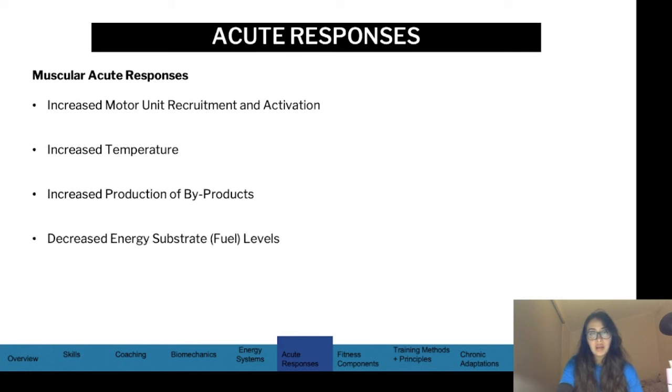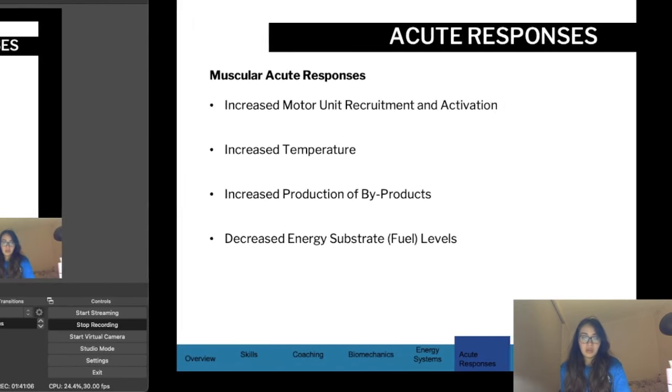We've got a few muscular ones, so increased motor unit recruitment, increased temperature, increased production. Once again, they don't all do it directly, but they try to increase aerobic energy production. And some of these are byproducts of that increased energy production. So decreased energy substrate fuel levels can occur because you're working hard and using up as many fuels as you can in order to increase your energy production.